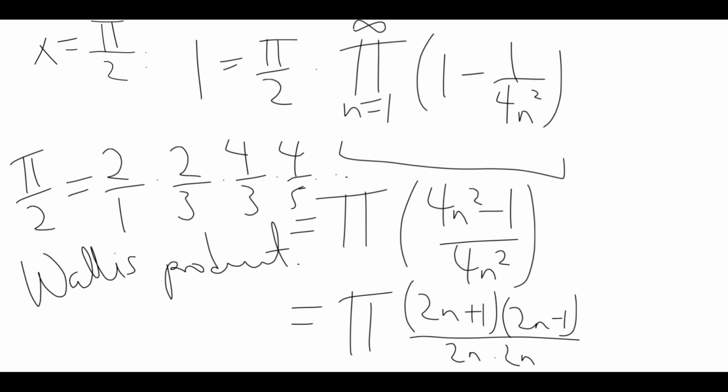It was found by someone named Wallace. He found it actually quite some time before Euler did this trick with the sine function. Wallace found this in a much more roundabout way, using integrals of square roots and things like that. But this gives a more direct proof, assuming you're willing to take the sine product as valid.